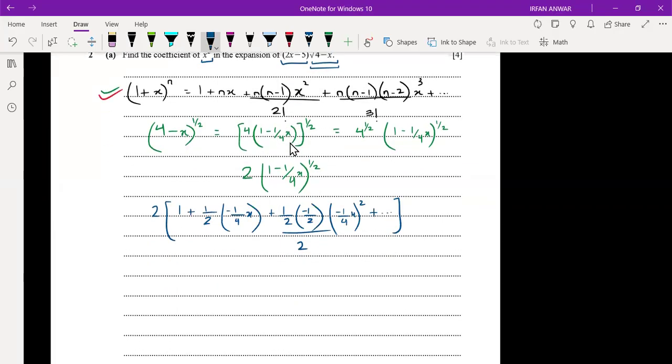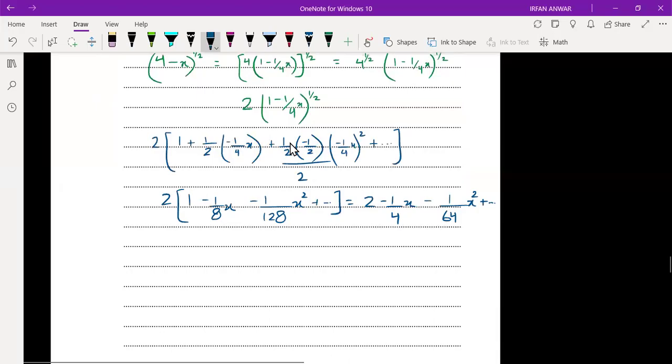Now, simplifying this, we get 2 times 1 minus 1 upon 8 x minus 1 upon 128 x squared plus dot dot dot. Now we can multiply this 2 inside, so this becomes 2 minus 1 upon 4 x minus 1 upon 64 x squared plus dot dot dot.